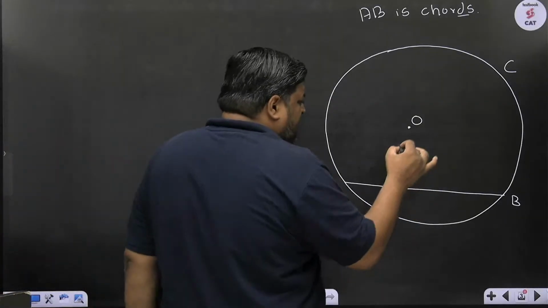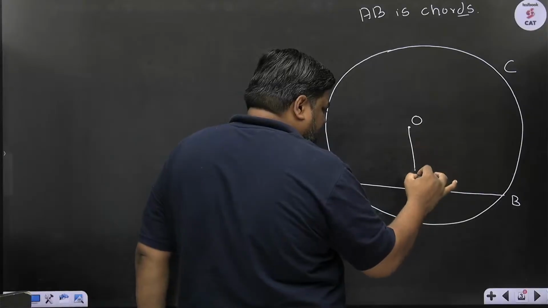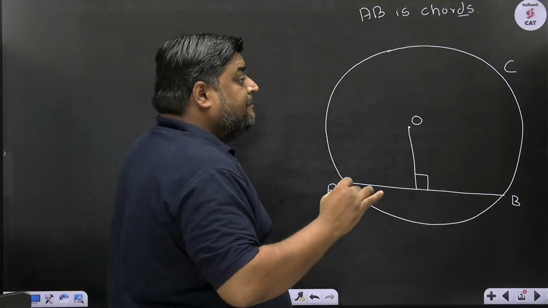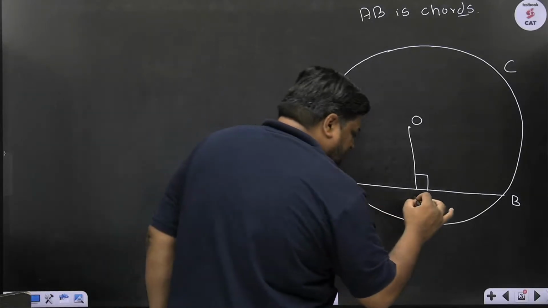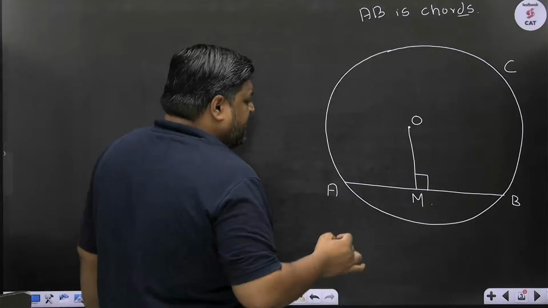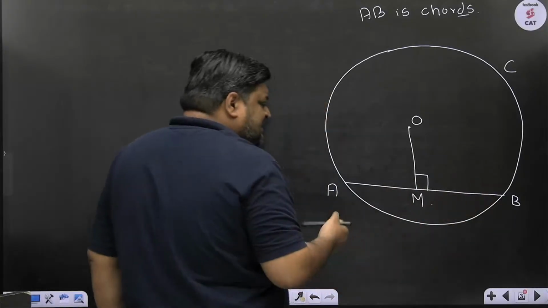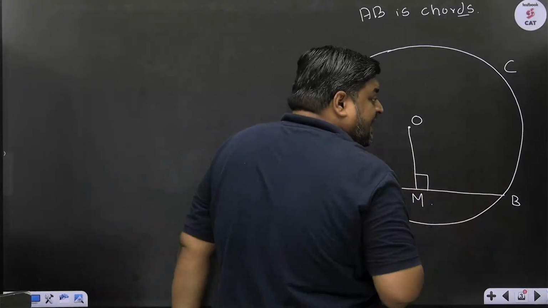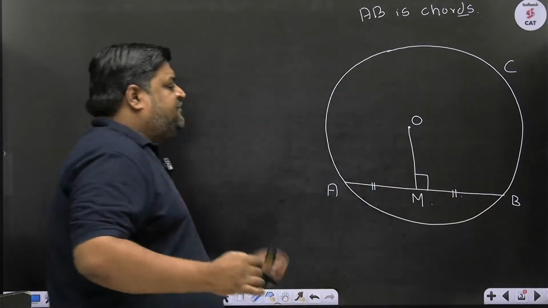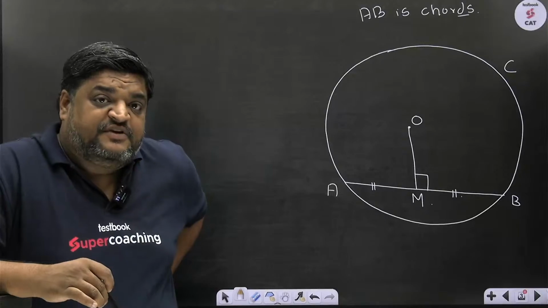Now, the perpendicular from the center O to the chord bisects the chord. Let's say M is the foot of the perpendicular from center O. So the perpendicular from center to the chord will bisect the chord, meaning AM would be equal to MB. It's very important. Keep this in mind.